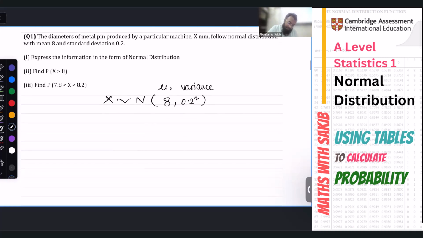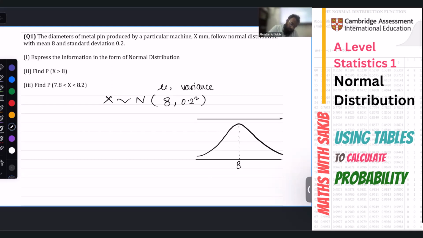Now if I represent this in a normal distribution curve, this is my normal distribution curve. The mean is 8 here. We know the total area is how much? 1. And area represents what? Probability. And how much is the standard deviation? 0.2. So this is 8.2.